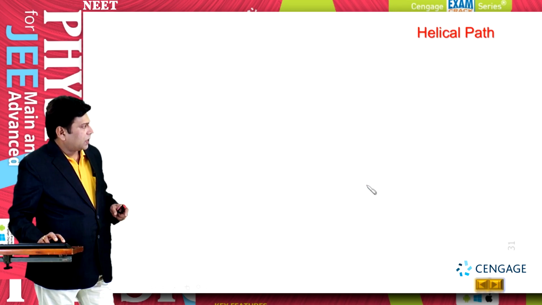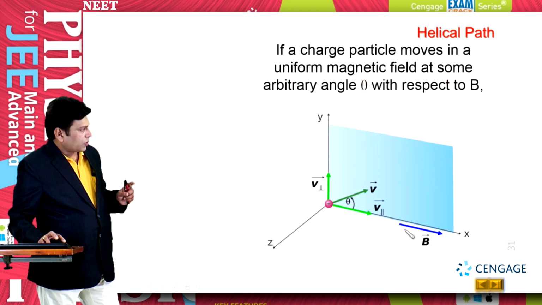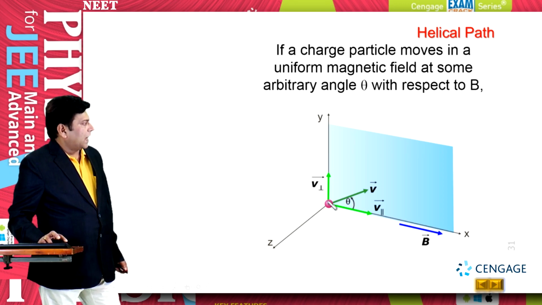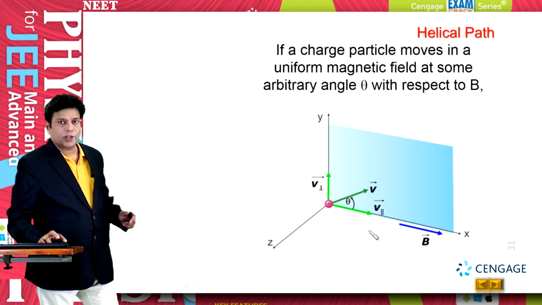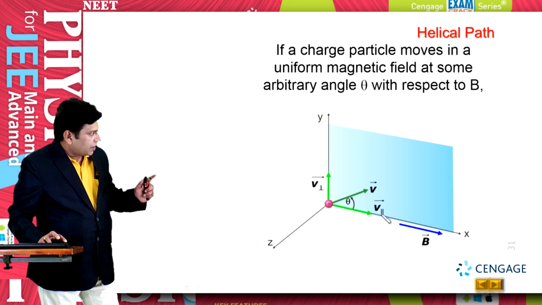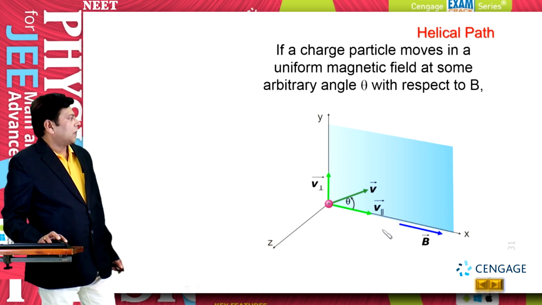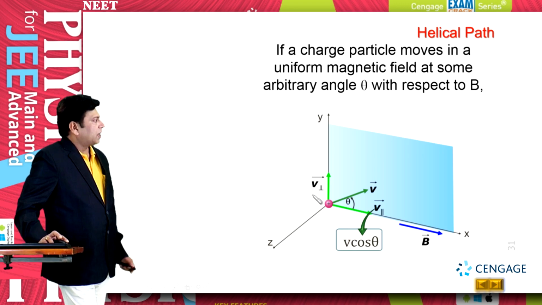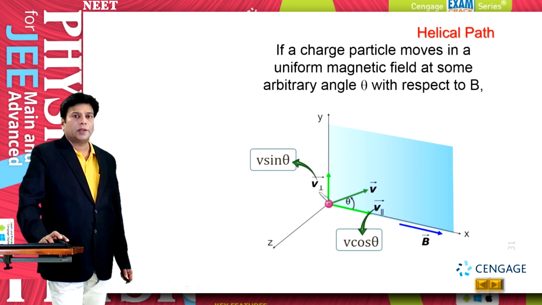Let us make a figure diagram here. You can observe the magnetic field is along the positive x direction, and this is a positive charged particle. It starts moving at angle theta with respect to the magnetic field direction. Here we have made two components of the velocity, parallel and perpendicular to the magnetic field, correct? The parallel component is equal to v cos theta, and the perpendicular component is equal to v sin theta, right?